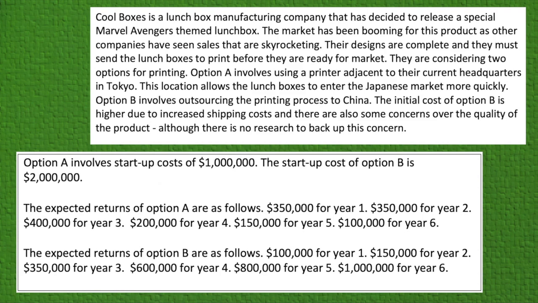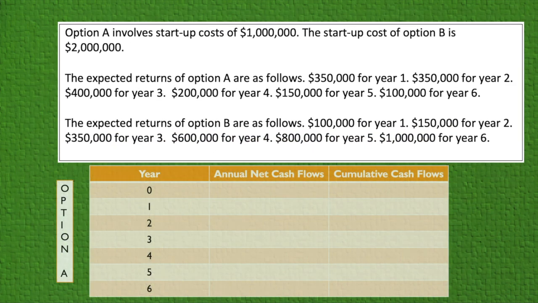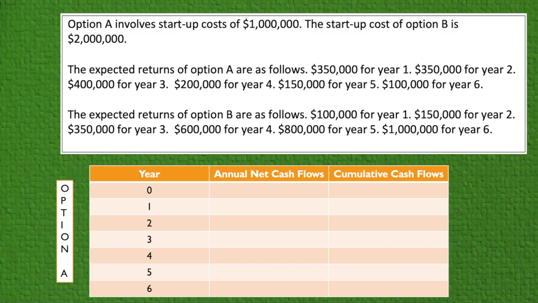Let's do it. The easiest way to do it, and the way that they might actually ask you to do it to show your work, is to create a table. And on that table, we're going to list our years, our annual net cash flows, and then we're going to have our running total, our cumulative cash flows.